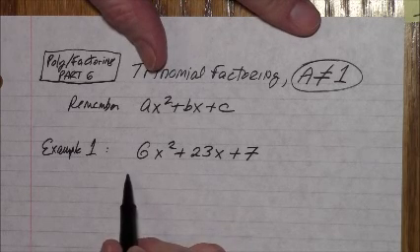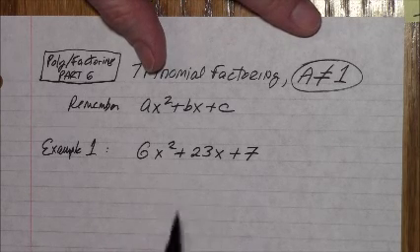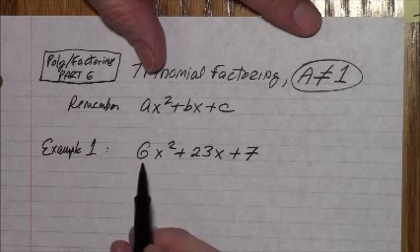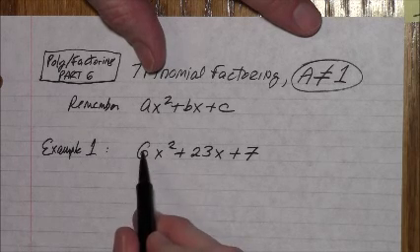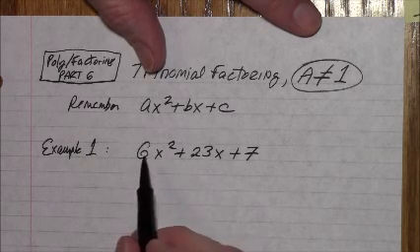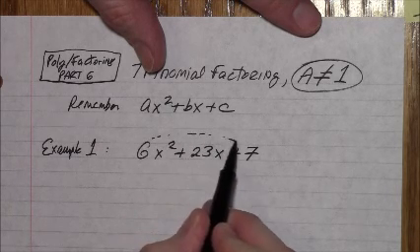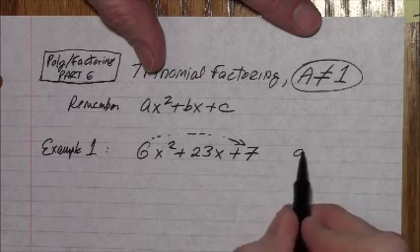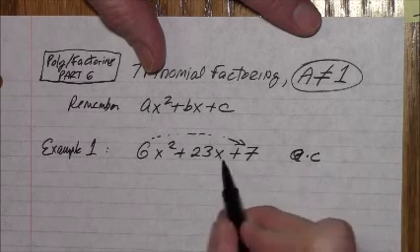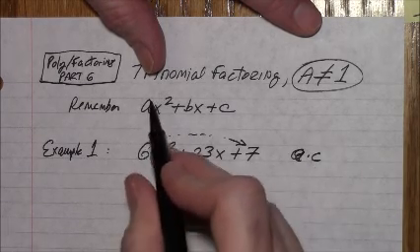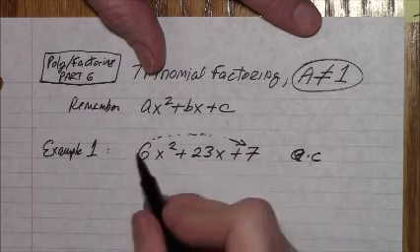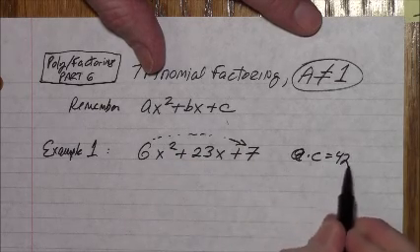We know that we are supposed to make it into two binomials, but it's somewhat harder to do now since we have this. So what we're going to do is take this number and multiply it to the 7. So we're going to do a times 7, or a times c. This is the a, and this is the c. A times c is equal to 42.